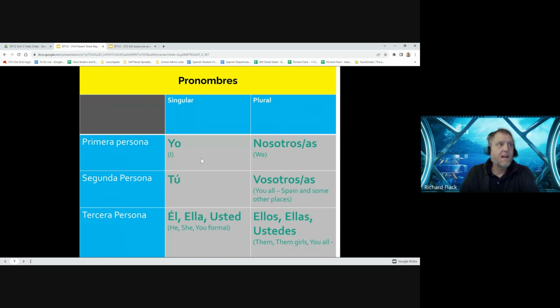So the left-hand column is singular, the right-hand column plural, and across the rows we have primera persona, first person, segunda persona, second person, and tercera persona, third person. First person is when we talk about ourselves. I, number one. So first person singular is just myself. First person plural is when it includes myself plus at least one other person.